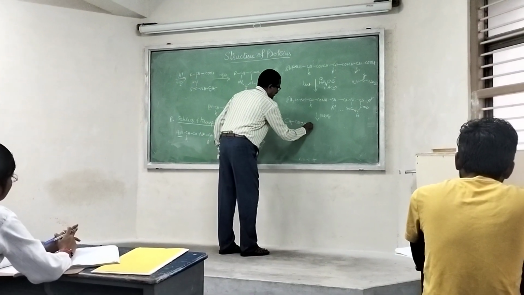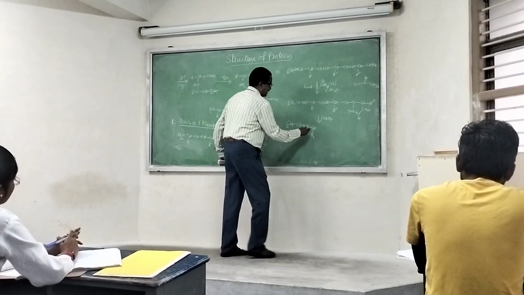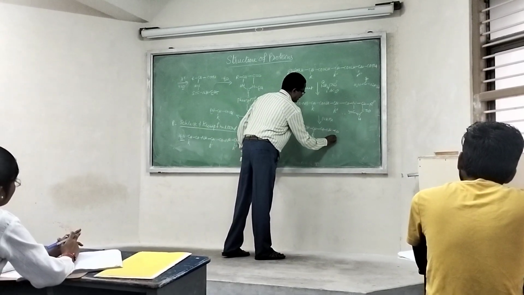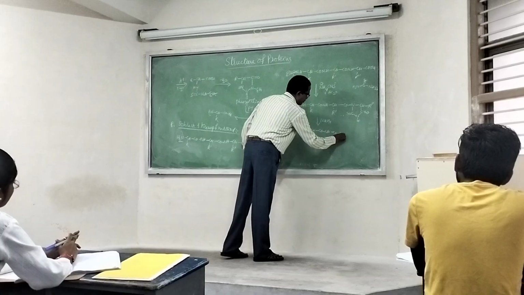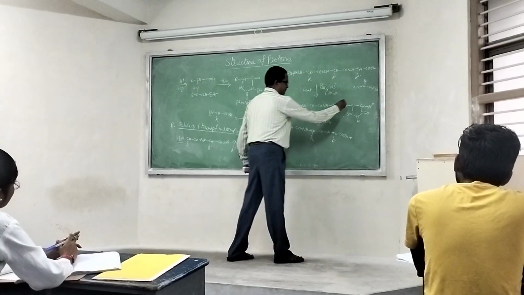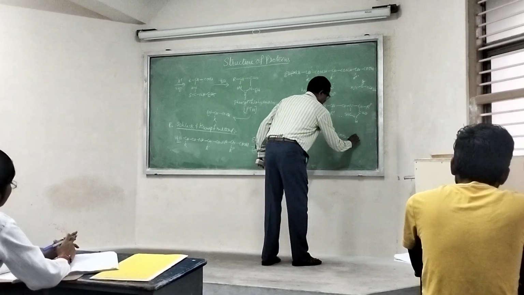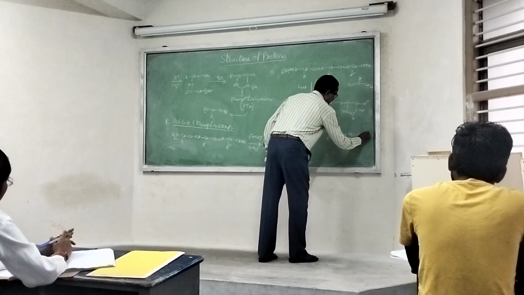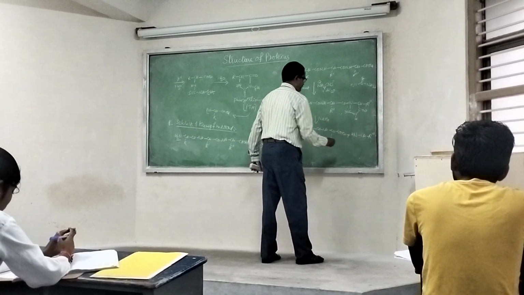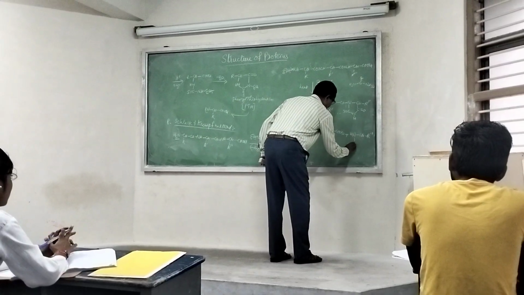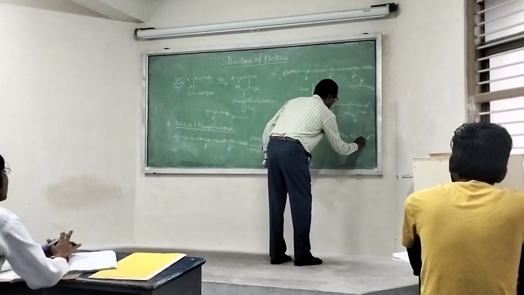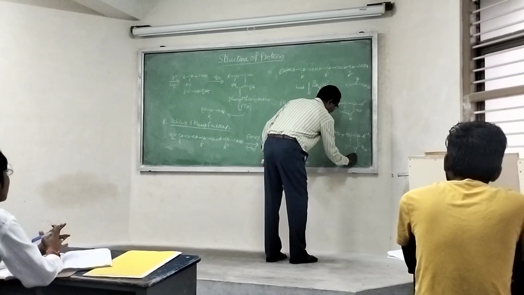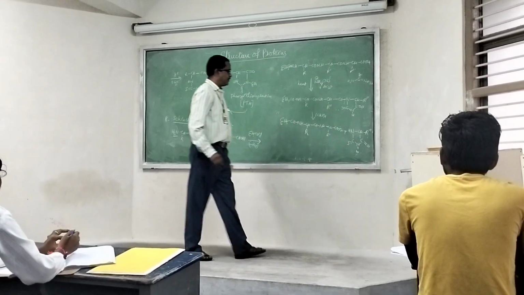C6H5CO NH CHR CO NH CHR CO plus NH CHR C, yes, CO. This is the thiourea.